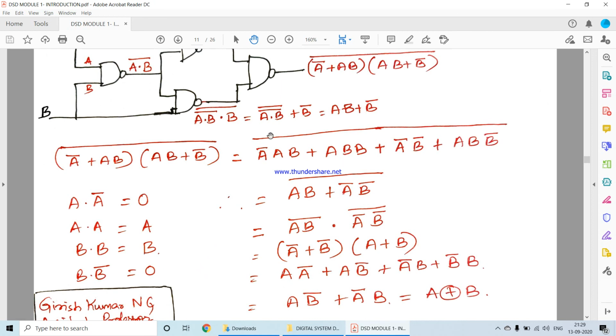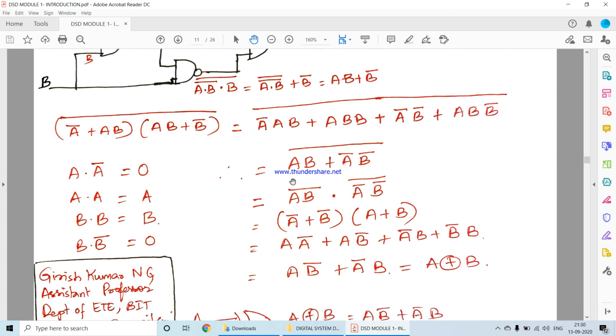Therefore A into A bar is 0, so this particular term will get removed. B into B bar equals 0, so this term will get removed. A into B, and B into B is one single B, therefore AB plus A bar B bar. Now AB plus A bar B bar the whole bar. Therefore AB bar and A bar B bar the whole bar. Okay. Now again you try to apply De Morgan's theorem. We know that A and B the whole bar is A bar plus B bar, and A bar B bar the whole bar is A bar the whole bar plus B bar the whole bar.